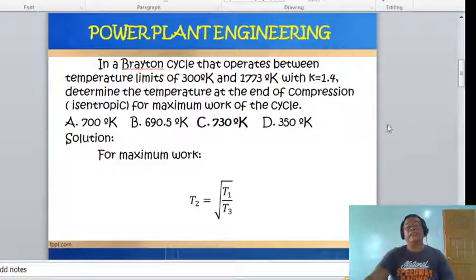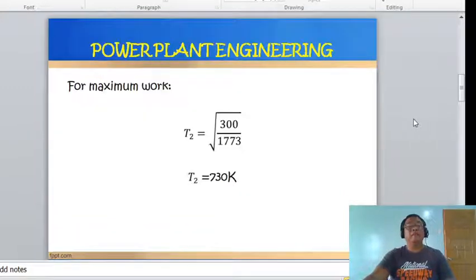Okay? So, let us solve if this answer is correct. For maximum work, T sub 2 is the square root of 300 times 1773. So, take note, class, T sub 2 equals 730 Kelvin. So, the problem is very easy, okay? I think if you solve this type of problem alone, you can easily determine the temperature required.